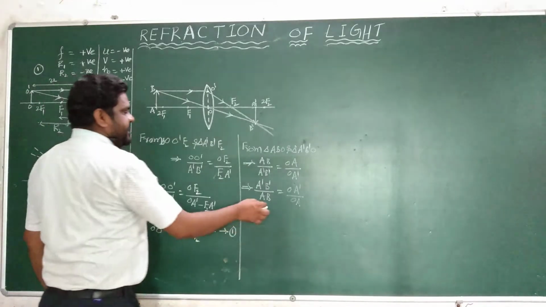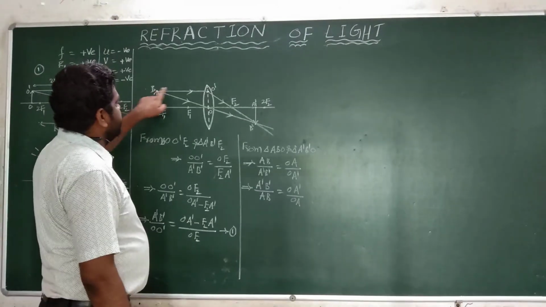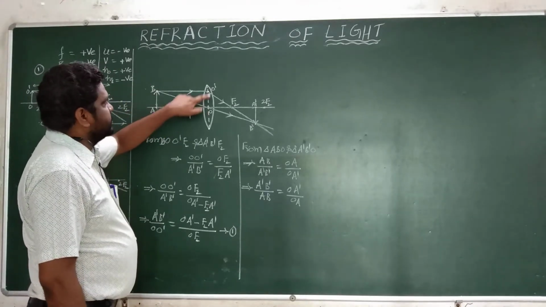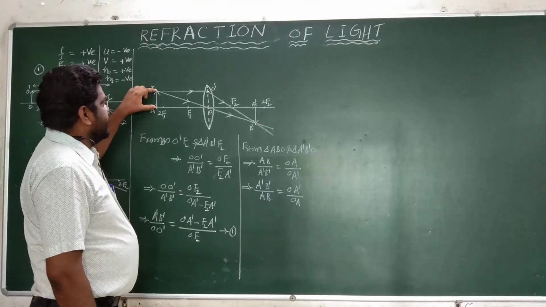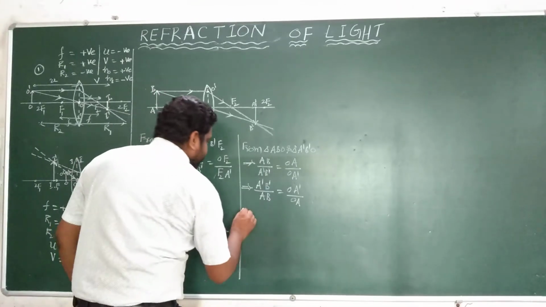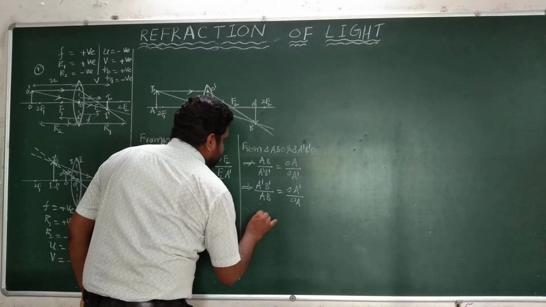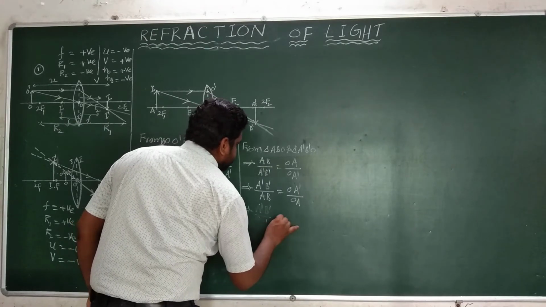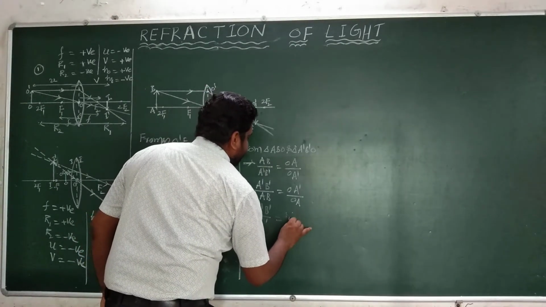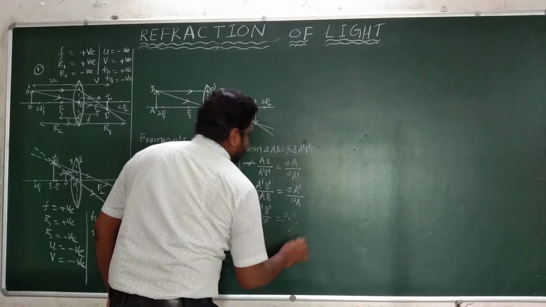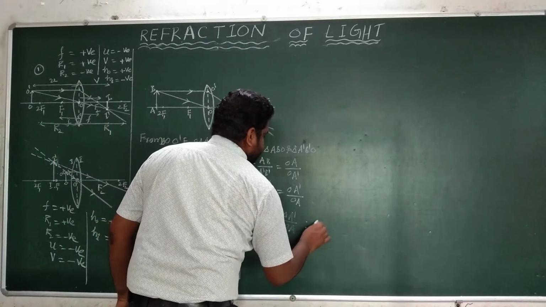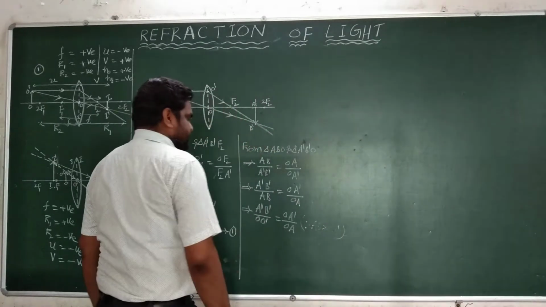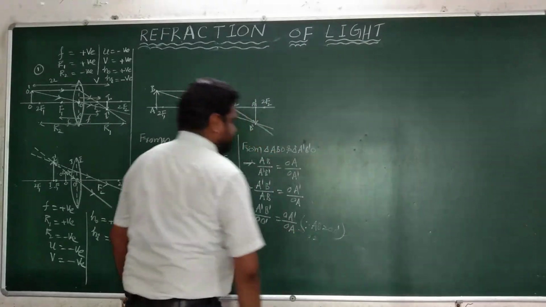From this, AB and OO dash, both are parallel lines. That's why AB must be equal to OO dash. This height AB must be equal to this one. So for our convenience, we write A dash B dash divided by OO dash equals OA dash divided by OA. Therefore AB equals OO dash. So this is equation number 2.